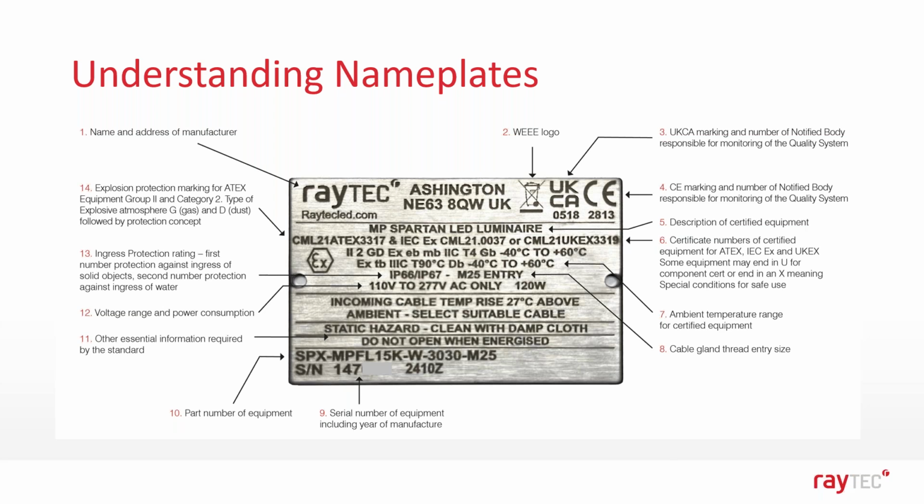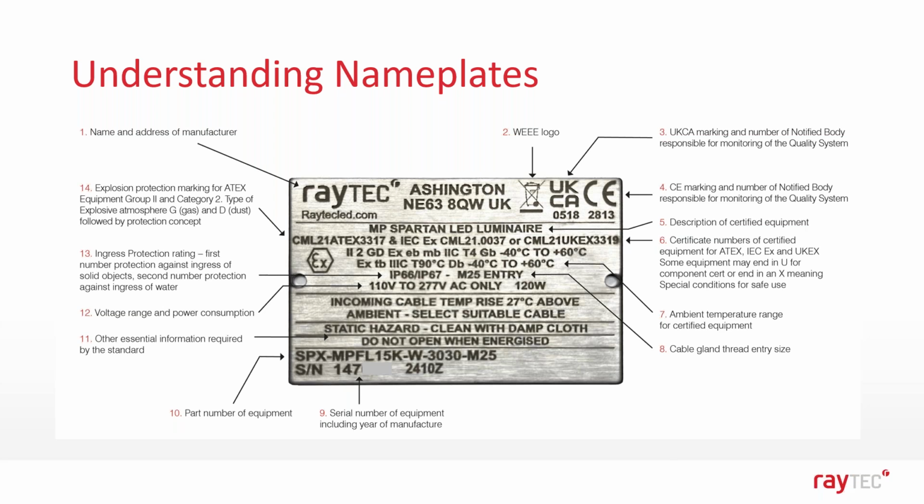Moving around, we then see the ingress protection rating, so IP66, IP67 for this particular luminaire. If you remember your IP ratings, the first number is protection against the ingress of solid objects, in this case 6, meaning dustproof. And the second number is protection against the ingress of water. So 6 against powerful water jets, 7 against immersion to a certain depth.